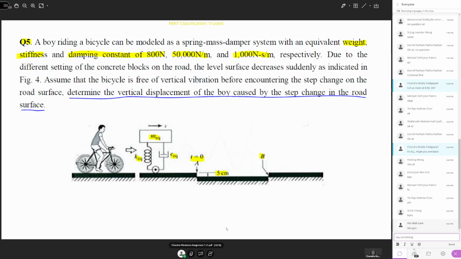A boy riding a bicycle can be modeled as a spring mass damper system. So you are basically dealing with an MKC system. Instead of mass, you have the weight. So if you know weight, you also know mass. The spring constant is given, and also the damping constant C is given. So C, K, and you have mg.